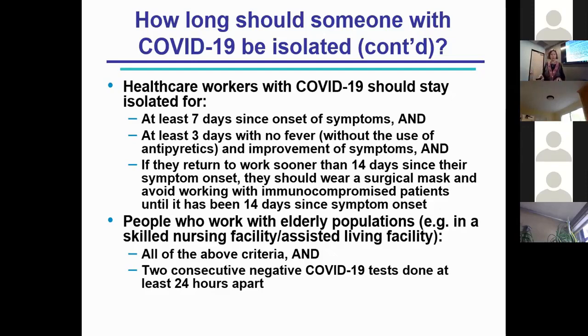Okay, and then for people who work with elderly populations, it's the same as healthcare workers in general, except you're going to get tested at the end of your infectious period, and you're going to do 2 tests 24 hours apart, and they both have to be negative before you can go back to work with these vulnerable populations. Okay? It's a little bit complicated. Once you get familiar with it, it gets a lot simpler.